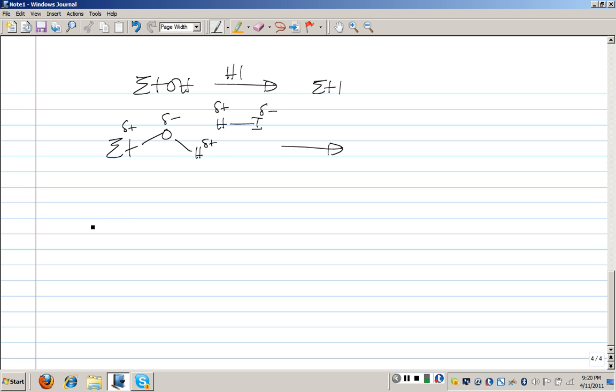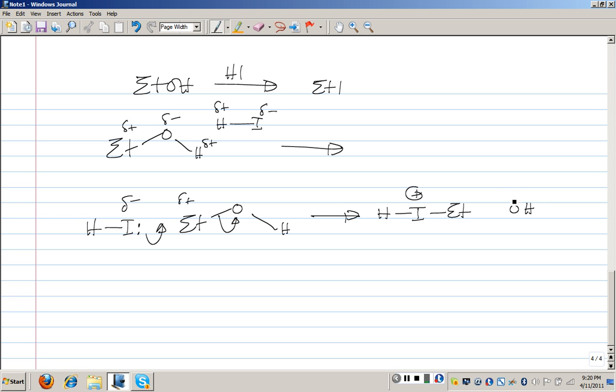But if I have the HI attack the ethanol via the lone pair of electrons, this makes sense to a certain extent because this is delta minus, that's delta plus, so that can certainly happen. What will have to happen is that I'll have to break the OH bond. And if I did that, my products would be HI ethyl plus and OH minus.